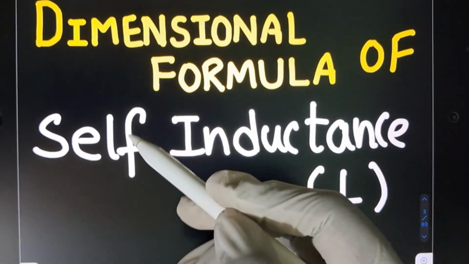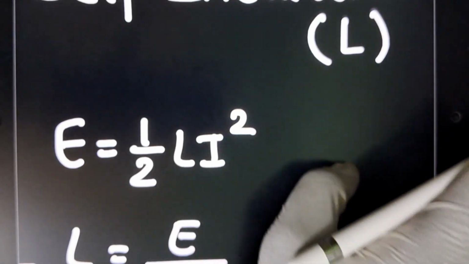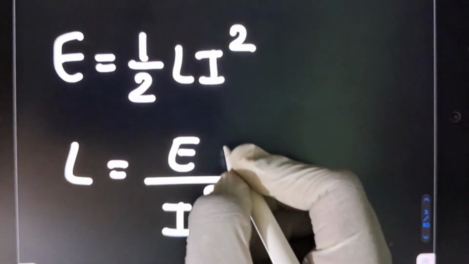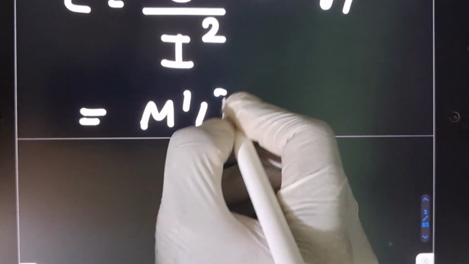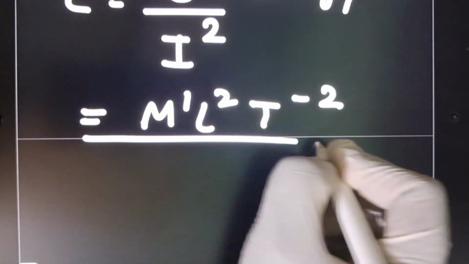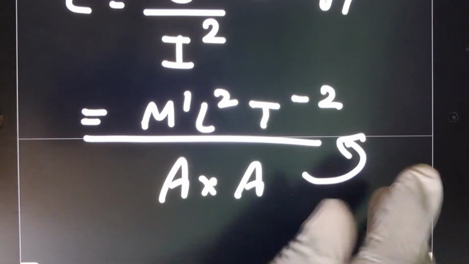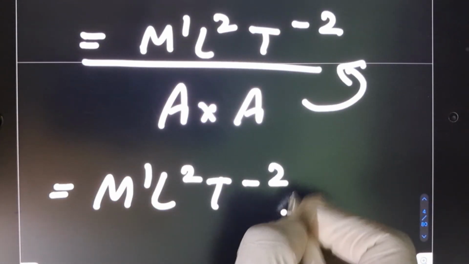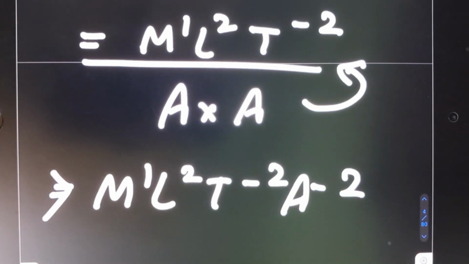To find the dimensional formula of self-inductance, denoted by the letter L, we know that E is equal to half L i square. Here L is equal to E by I square, where E stands for energy and I stands for current. We should know the dimensional formula of energy, M power 1, L power 2, T power minus 2. Here I stands for current A, and squared, so A into A. On reciprocation, we get M power 1, L power 2, T power minus 2, A power minus 2. This is the dimensional formula of self-inductance, letter L.